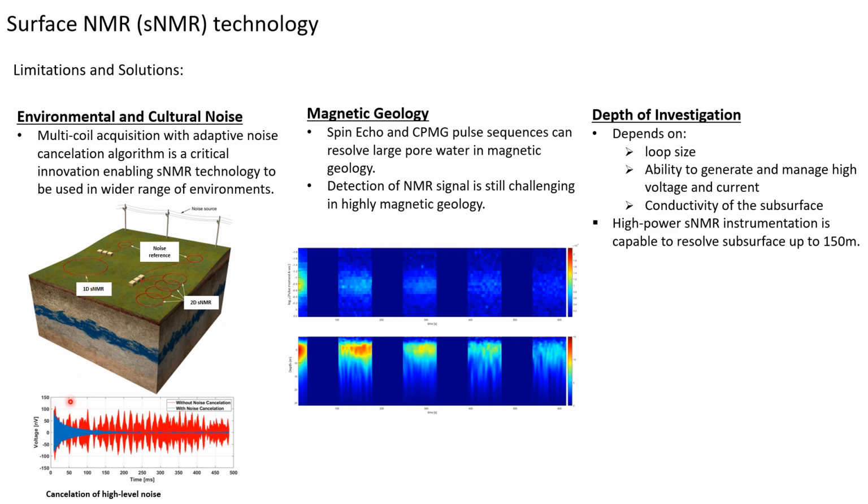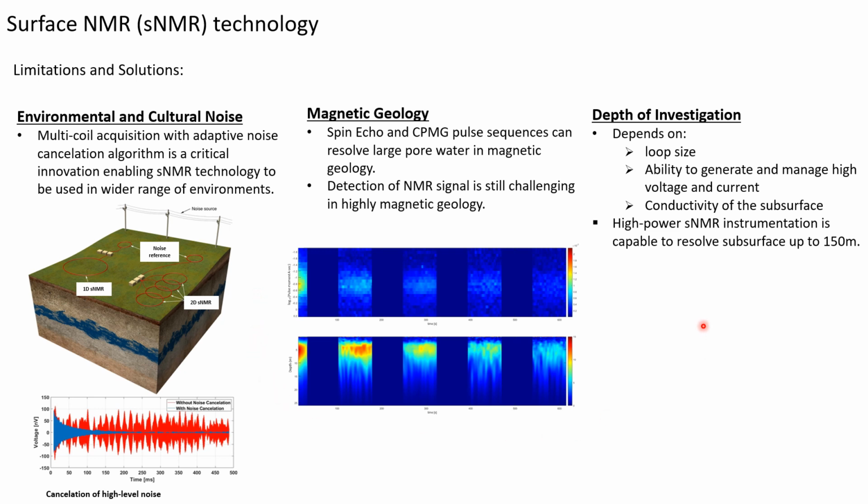And here in the bottom you can see the signal in red, which is detected without any noise cancellation algorithms applied, and the blue plot is the signal after the noise cancellation. So it's a huge difference. Another caveat is that the technology is sensitive to magnetic geology. In this case, more advanced pulse sequences such as SPINEC or CPMG can be used in order to resolve some water in the large pores. However, it's sometimes still very challenging, especially if you have very highly magnetic geology.